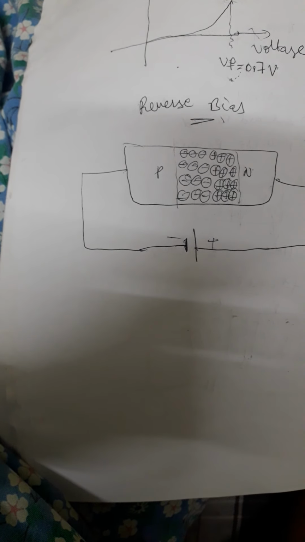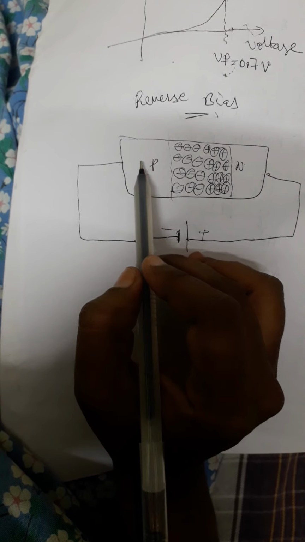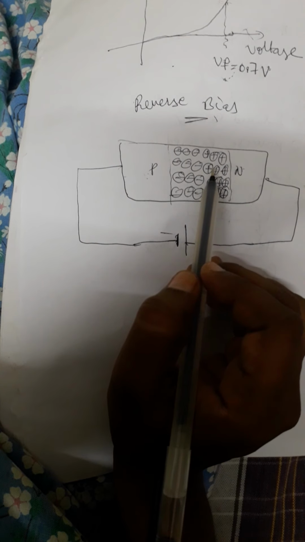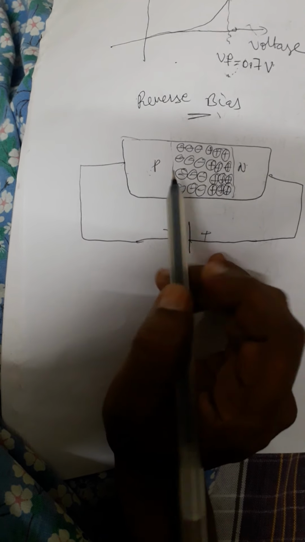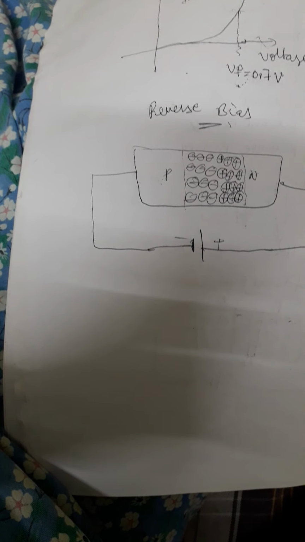Okay, the electrons from the N-type semiconductor are attracted towards the positive terminal and the holes from the p-type semiconductor are attracted to the negative terminal. This leads to the reduction of the number of electrons in n-type and holes in p-type. In addition, positive ions are created in the n-type region and negative ions are created in the p region.